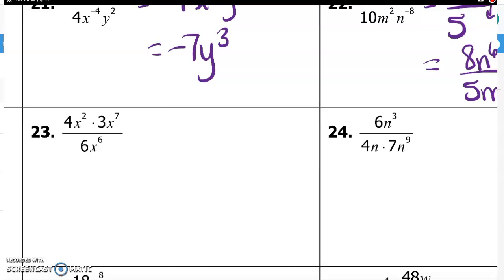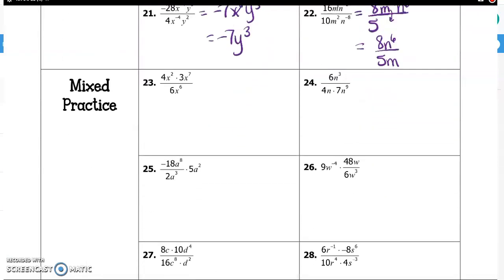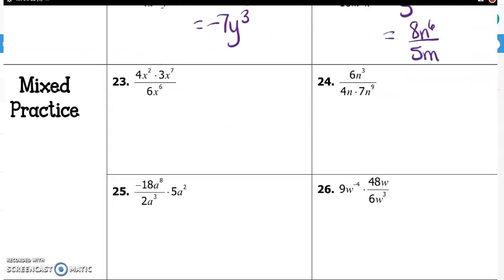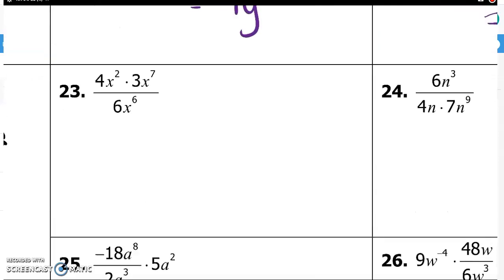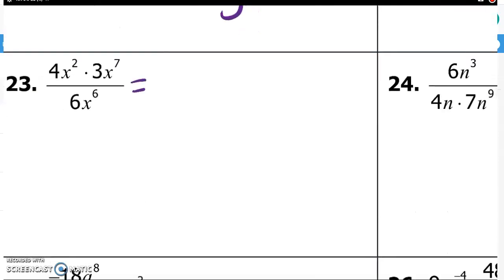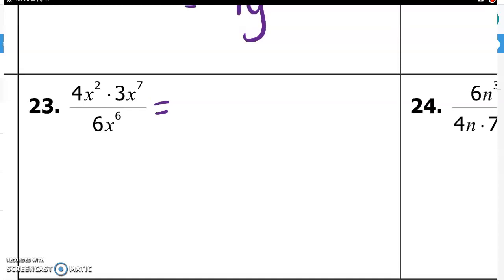This video will show numbers 23 through 30 on page 214. So this has everything mixed together with your multiplying, dividing, adding, and subtracting monomials. So again, just take it one thing at a time. So for instance, for 23, you want to get the top all down to a single term.